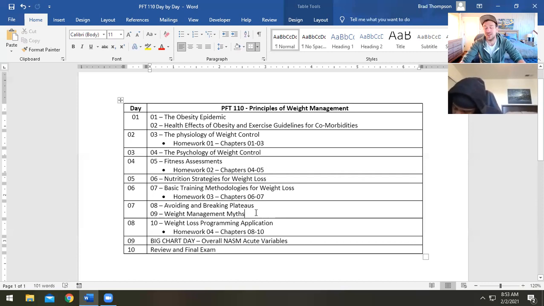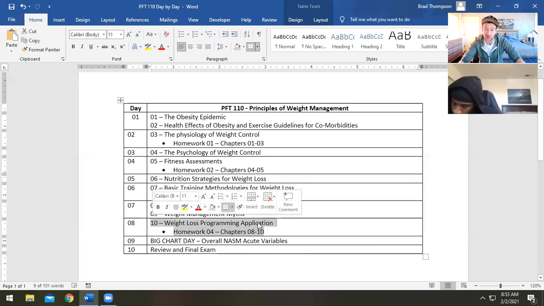What it really comes down to is just creating a caloric deficit. And then the weight loss programming application. This is where we will really start diving into reps, sets, tempo, intensity, things like that, from an exercise selection standpoint. We're going to break this down into 2 different days because I need you to be super familiar with NASM's OPT model. We'll talk about that here in just a minute.